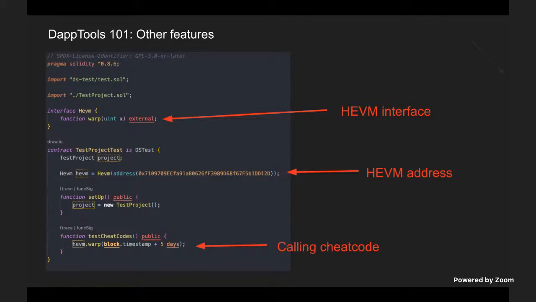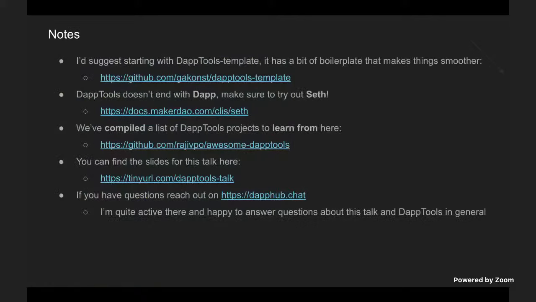Yeah, so that was all I wanted to go through in terms of slides. I know I said no templates are necessary, but there are some helper scripts you can get. Especially if you're using something like VS Code, which doesn't recognize Dapptools projects by default, I'd recommend trying out Georgios's Dapptools template. Dapptools doesn't end with just the dap command like I showed you. Make sure you try out Seth. We've compiled a list of Dapptools projects to learn from as examples in the awesome Dapptools repo.